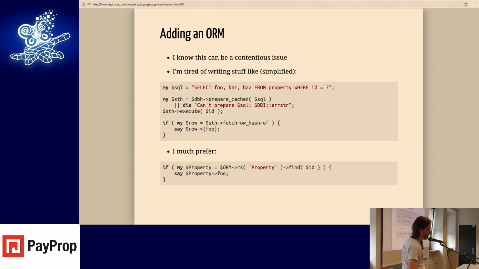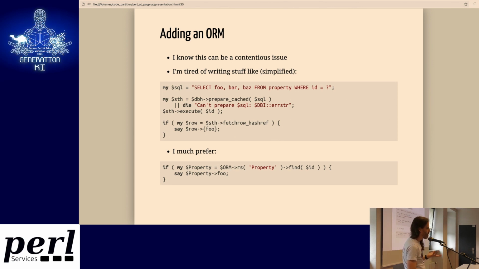I prefer being more descriptive. Find a property with this ID, then call some methods on an object. Prefer not to code all of the stuff we get for free. And if we want to drop down to vanilla SQL, we can still do that. And we do that for some of the hairier reporting queries. It's quite easy to do with the ORM we're using.